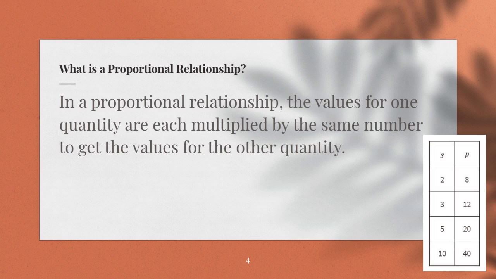So what is a proportional relationship? In a proportional relationship, the values for one quantity are multiplied by the same number to get the values of the other quantity.